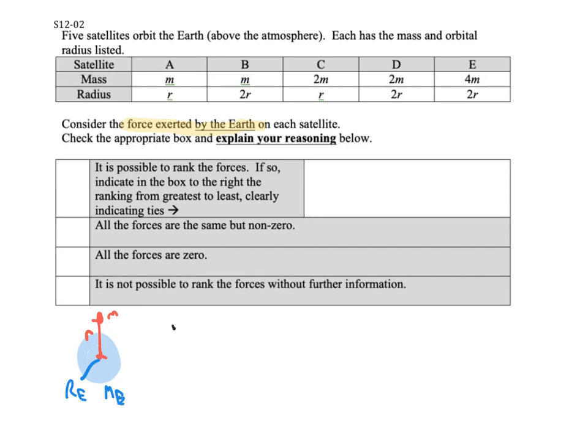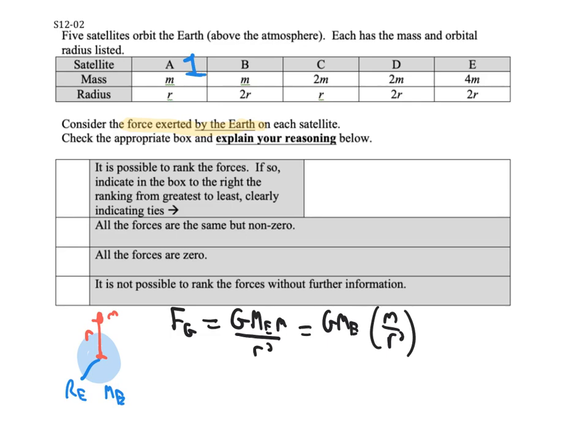And Newton's law says that the force between two objects, for instance the Earth on the satellite, would be universal constant G times the mass of the Earth times the mass of the satellite over the distance squared. And so we can see all of this is basically some constant times the ratio m over r squared. So we want to just figure out what that is for each of these objects. For case A, which is clearly our baseline case, it's designed to be 1.